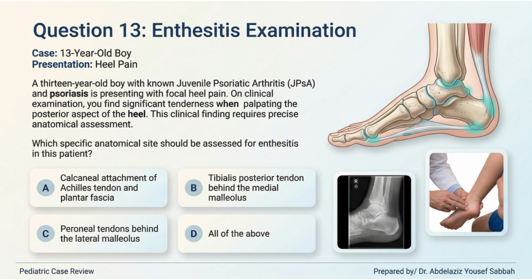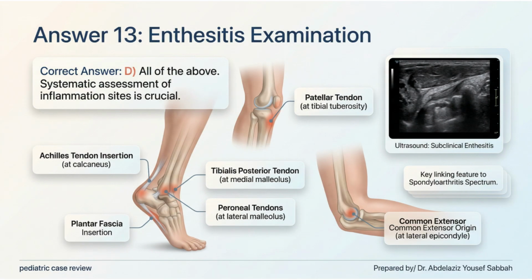Option A. Calcaneal attachment of the Achilles tendon and plantar fascia. Option B. Tibialis posterior tendon behind the medial malleolus. Option C. Peroneal tendons behind the lateral malleolus. Option D. All of the above. The correct answer is option D. All of the above. Systematic assessment of all inflammation sites is crucial in juvenile psoriatic arthritis.